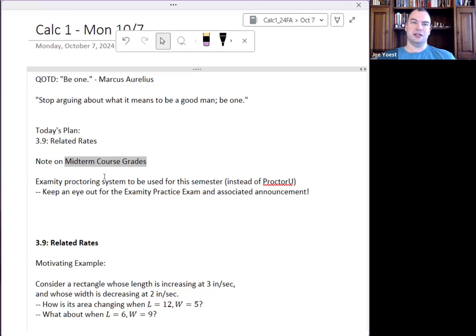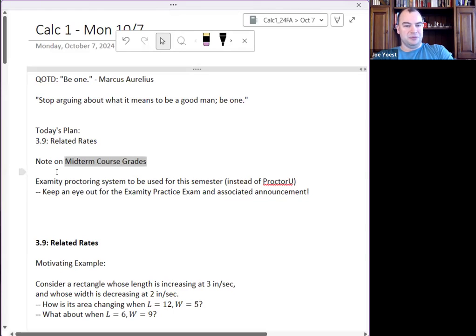Like if you think you're doing well and you see a D or F, or if you think you're doing terribly and you see an A or B, maybe realign your expectations or figure out what the cause of that disparity is. So that's how I would treat midterm course grades.